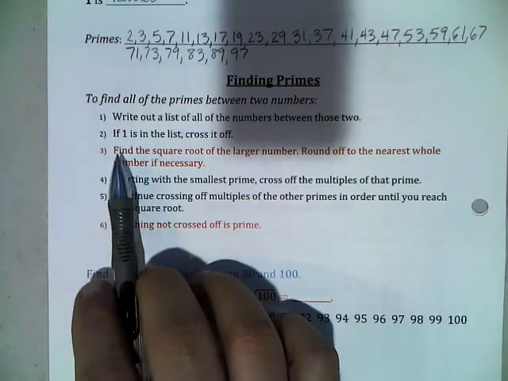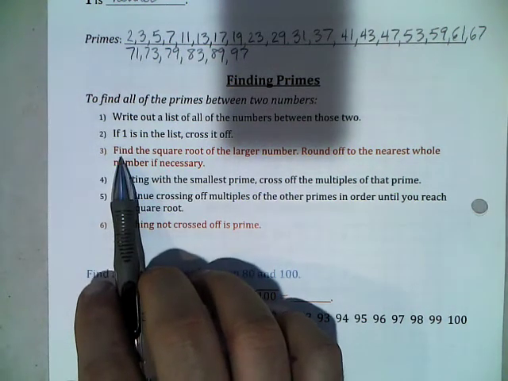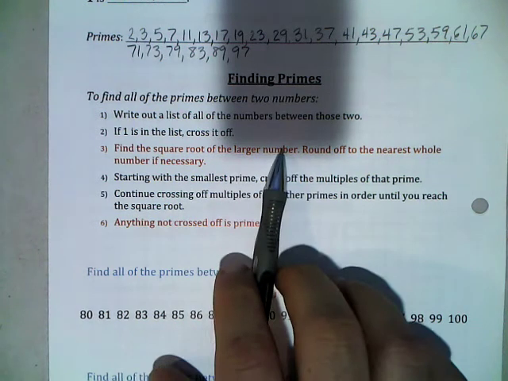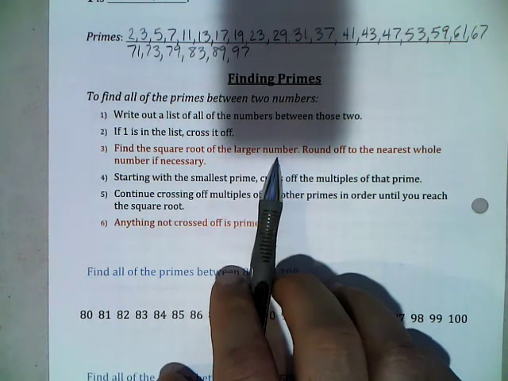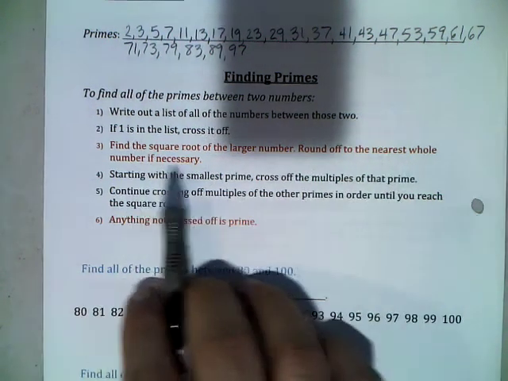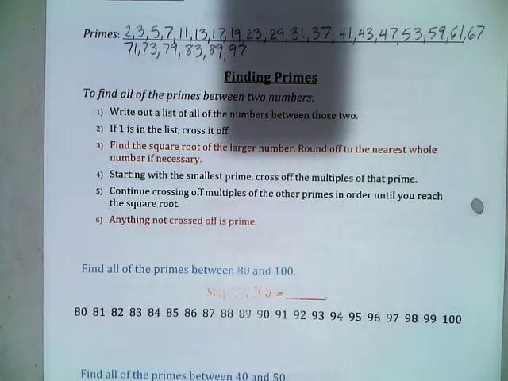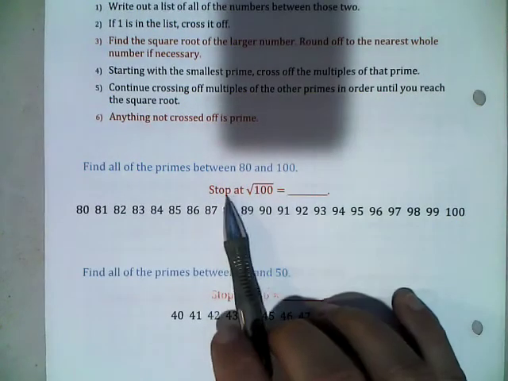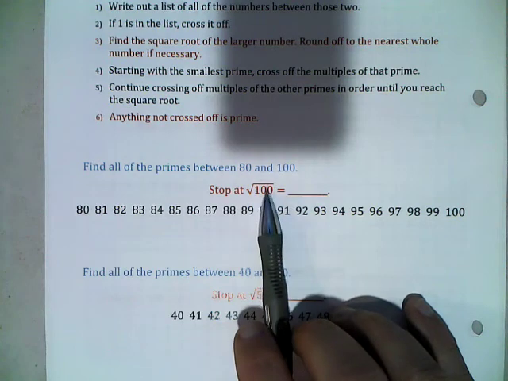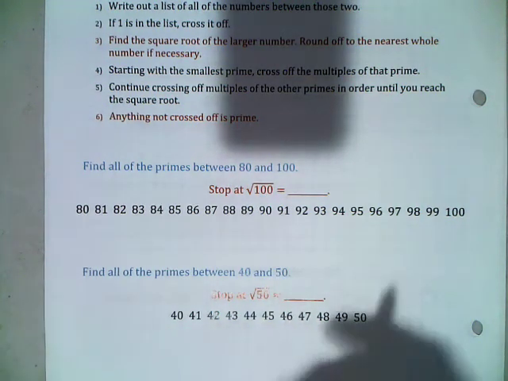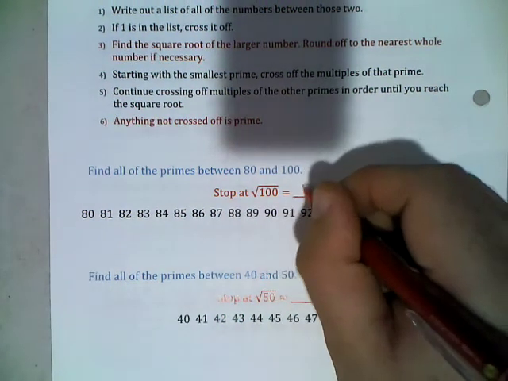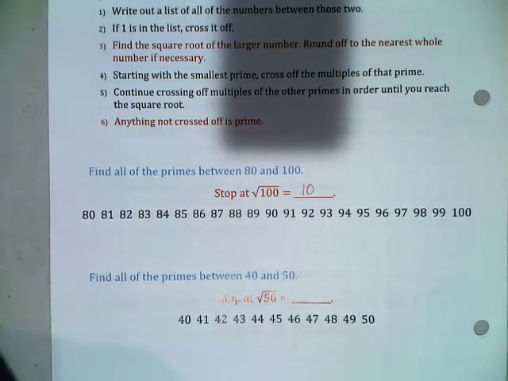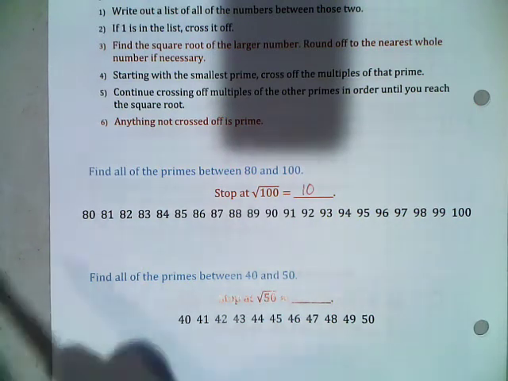Step 3, we're going to do some thinking. So remember, red is thinking. You're going to find the square root of the larger number. Using your calculator will help you with this. So round off to the nearest whole number if necessary. So here we have 100 is the biggest number. So if we consider what is the square root of 100, that's where we get to stop. The square root of 100 is 10. So it means I get to stop at 10.